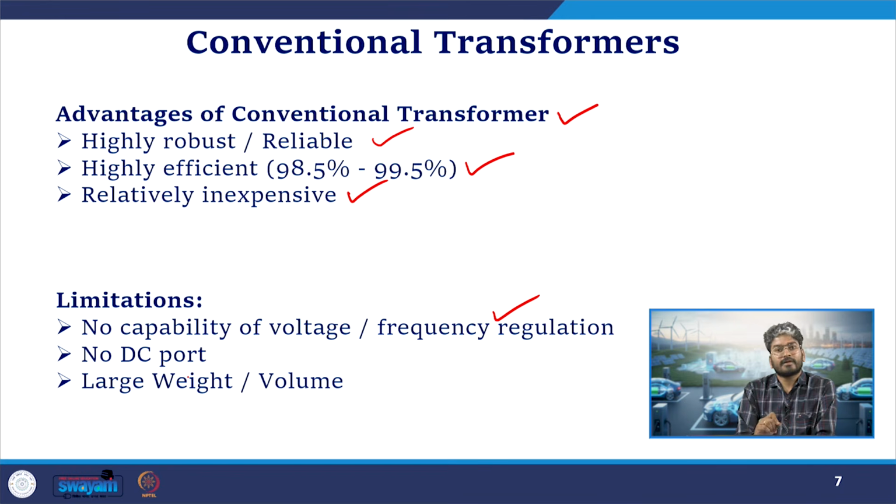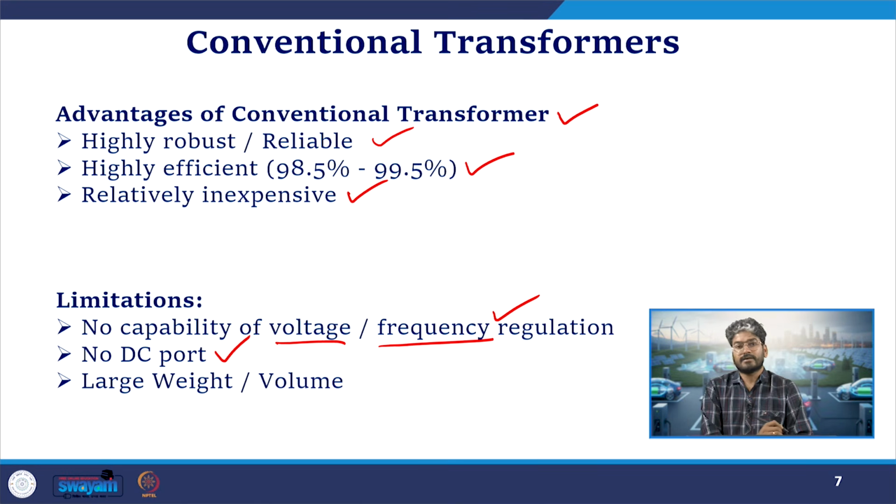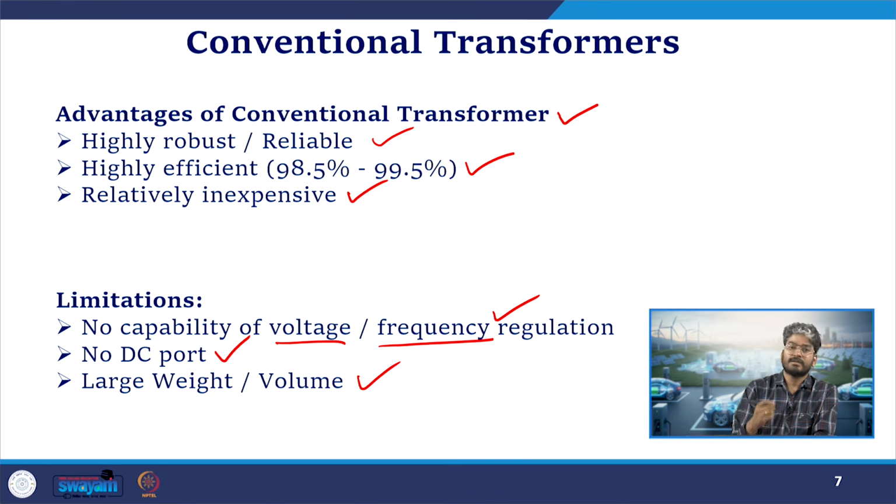No capability of voltage and frequency regulation. We have understood that. What is the meaning of that? If the input frequency is changing, the output frequency of the transformer will also change. It will not be able to regulate by itself. Similarly with the voltage, if the input side voltage is changing, the same or a proportional change will be reflected at the output terminals. No DC ports. I cannot connect my electric vehicle or a renewable energy source, because there are no DC ports available. It also has larger volume and weight, because it is designed for power frequency or low frequency operation. As the frequency of operation of the transformer increases, its size decreases.